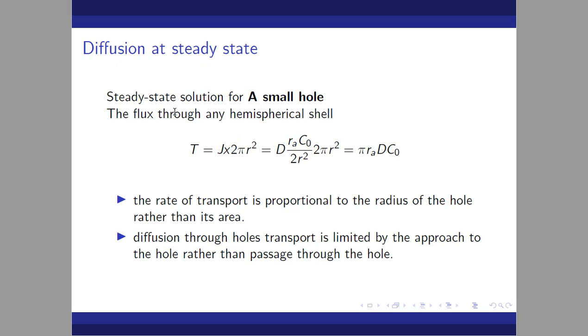Okay, so the flux through any hemispherical shell is equal to pi RA DC naught. So if we have a circle, a round hole, the flux through this hemispherical shell is equal to pi RA D C naught. This RA is the radius of the hole, pi is pi, and D C naught.